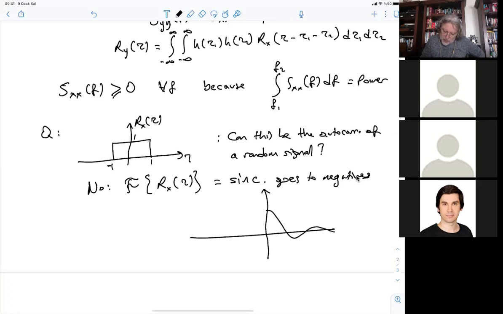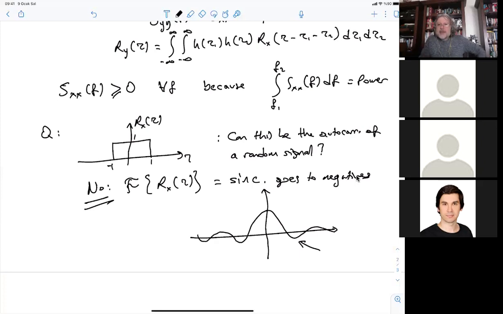As we all know, like this. So these parts go to negatives, and a power spectral density cannot be negative. So the answer to this question is no, it can't be. So you have to think of it like this. You have to think this way always. The power spectral density is always positive.